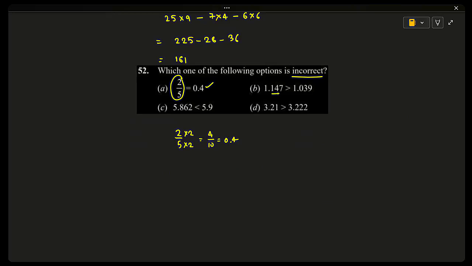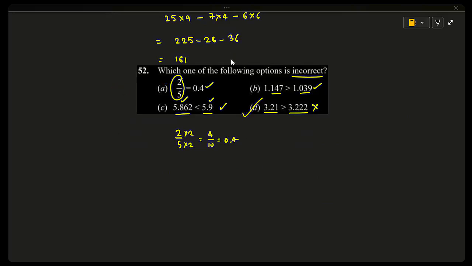Yes, 147 is greater than this. This is also correct, but you want the incorrect option. So this is less than this because to place you can convert. This is also correct. But option D, 3.21 is greater than 3.222, it's wrong. Actually, it is less. This is wrong. So we have to choose option D because they are asking for the incorrect option.